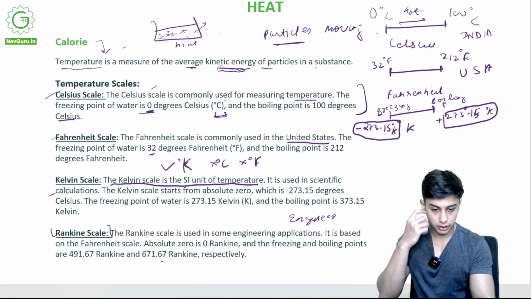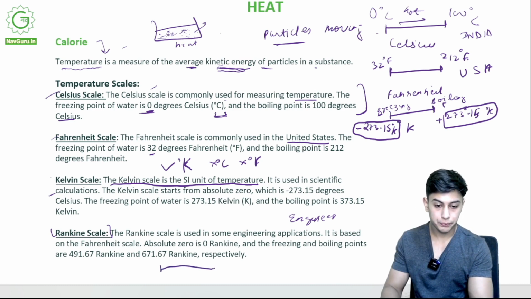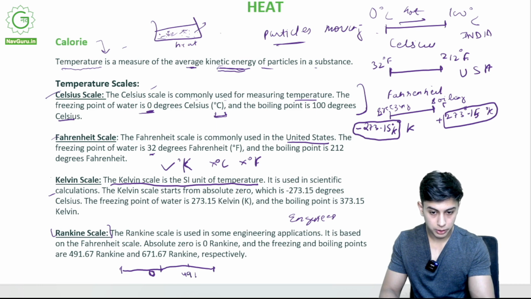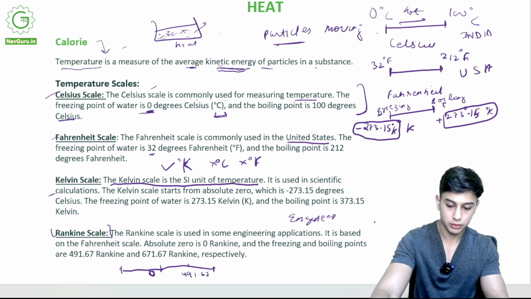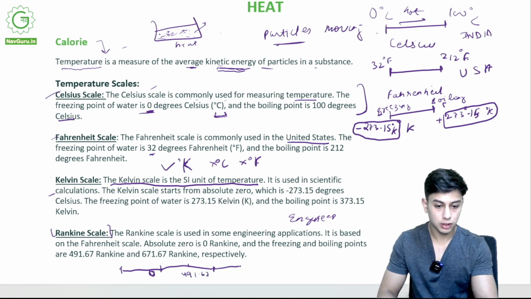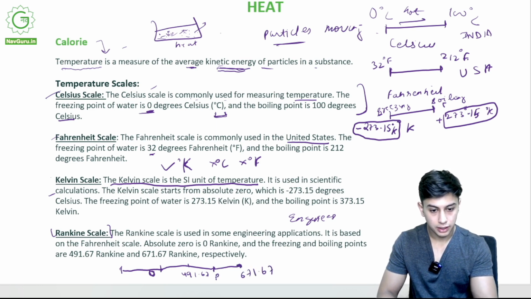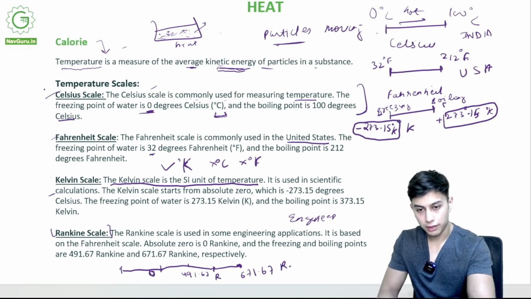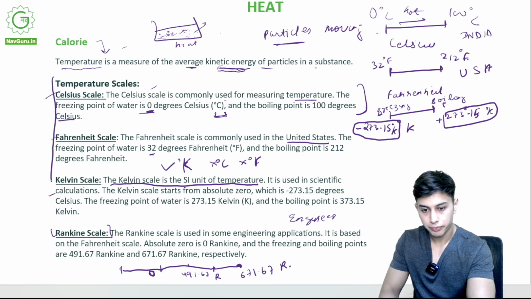So if I go over here and put 0, this is absolute 0, and the freezing and boiling points are 491.67 and 671.67 Rankine, R. It is not that important, but you have to remember these three.